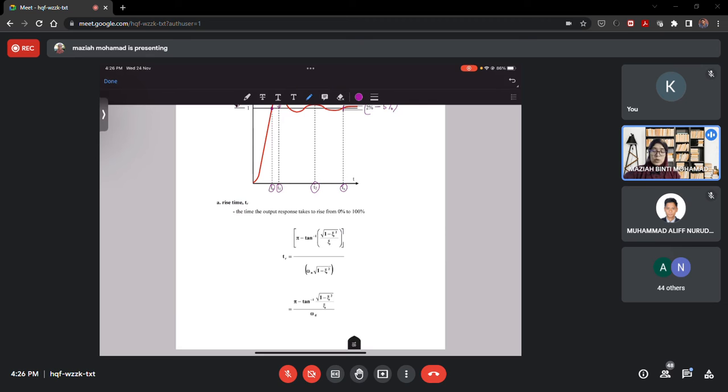All right, so this is the equation to calculate rise time. All the parameters have an equation in order to calculate them. So this is for rise time: pi minus tangent inverse of the square root of 1 minus zeta square over zeta, divided by omega d.